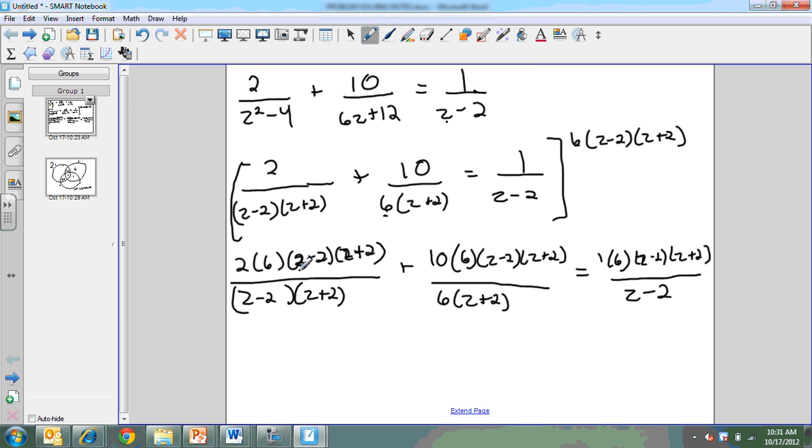On this one, I can cancel out the z minus 2 and z plus 2. Here, I can take away a 6 and a z plus 2. And here, I can take away a z minus 2. So now if we rewrite everything that we're left with and simplify, here all I have is a 2 and a 6, so I can simplify that to 12, plus 10 times z minus 2, equals 1 times 6, which is just 6 times z plus 2.